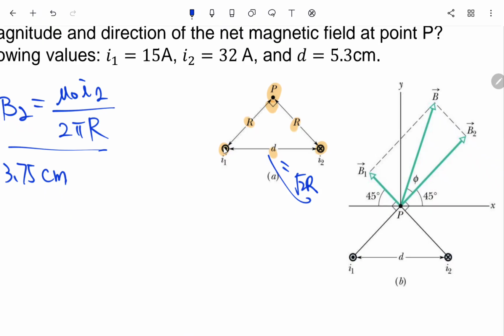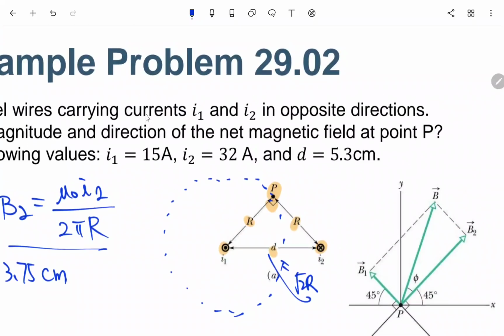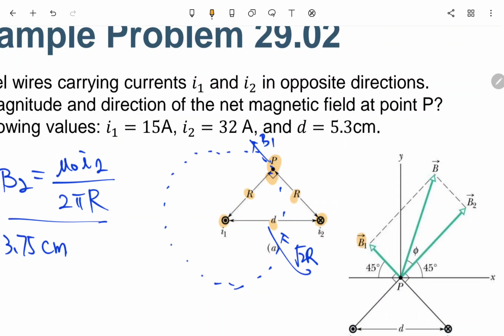So here for I1, you can use the right hand rule to do so. Your thumb follows the direction of the current, and your forefinger will be something like this, counterclockwise near I1. In such a way, you can draw a circle like this. Over the whole circle, the magnitude of the B field will be this value, but at point P, it will be in this direction for B1, because the B field should be counterclockwise. So here we try to draw B1 like this.